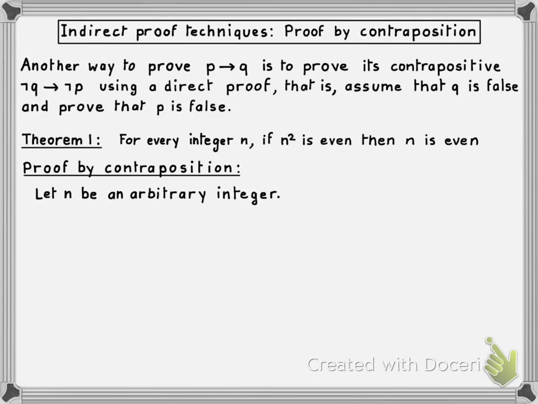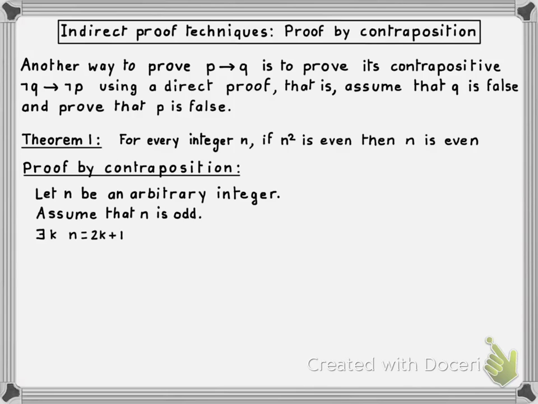Then, in a proof by contraposition, we must assume that the conclusion of the conditional is false. In other words, that n is even is false, which is the same as saying n is odd. So let's assume that n is odd. Now what we're trying to prove is that the hypothesis of the conditional is also false, namely that n squared is not even, or odd. So let's start from the definition of n being odd as usual to infer that there must exist an integer k such that n is equal to 2 times k plus 1.